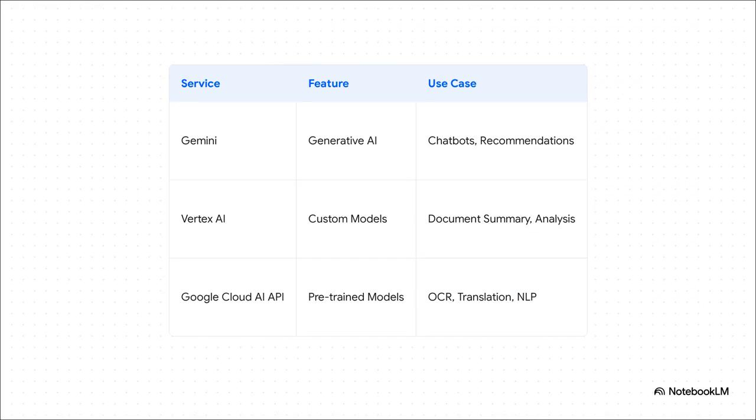You should think of this slide as your cheat sheet for Google's whole AI ecosystem. It maps their best services directly to real-world jobs. Need a state-of-the-art chatbot? Boom, Gemini is your go-to. Building a really specific fraud detection model? Vertex AI is the platform for you. Need to add text recognition fast? The Cloud AI APIs are ready to roll.